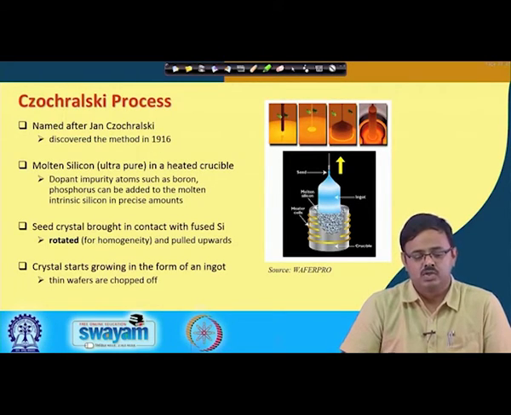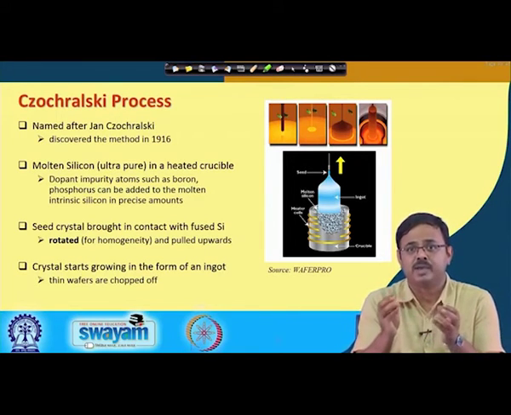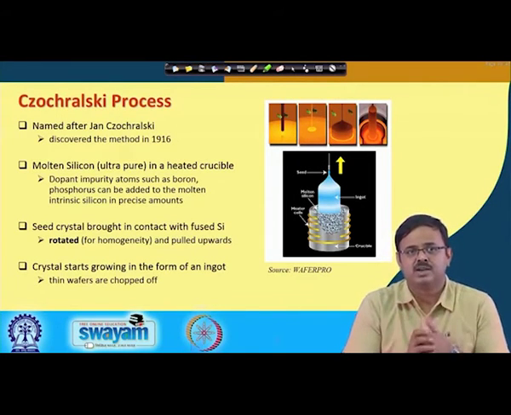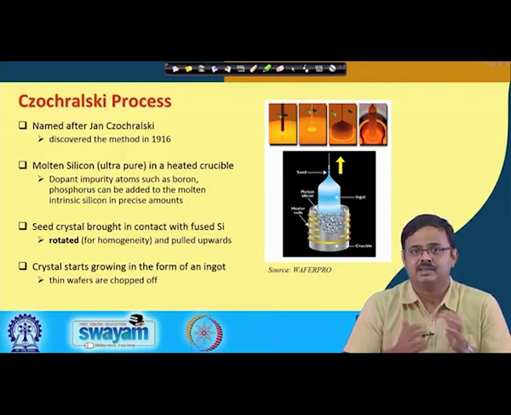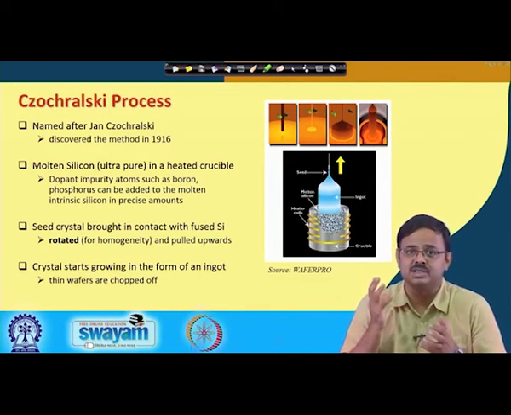Okay, so how does it work? You take ultra pure silicon in a crucible, and if you want p-type or n-type doping, if you recall that, you add a group 3 or a group 5 element to the silicon, which are the dopant impurity atoms, in precise amounts. The doping has to be in precise amounts. You put it in that crucible, and then you melt it by some heating mechanism. It's a hot crucible. You have to heat it to very high temperatures.